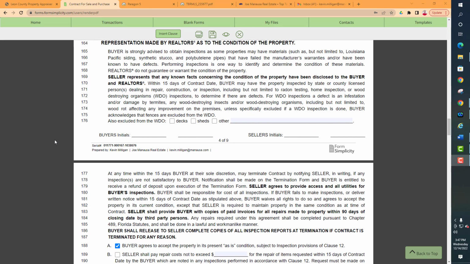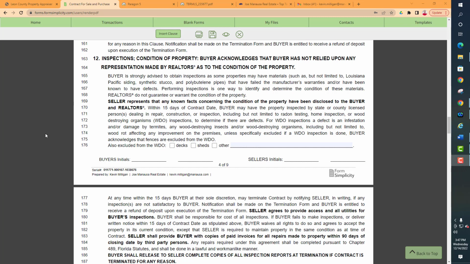This is Section 12 of the Contract for Sale and Purchase. Section 12, or Clause 12, is one of the most important clauses in the entire contract. It deals with inspections and the contingencies related to inspections.